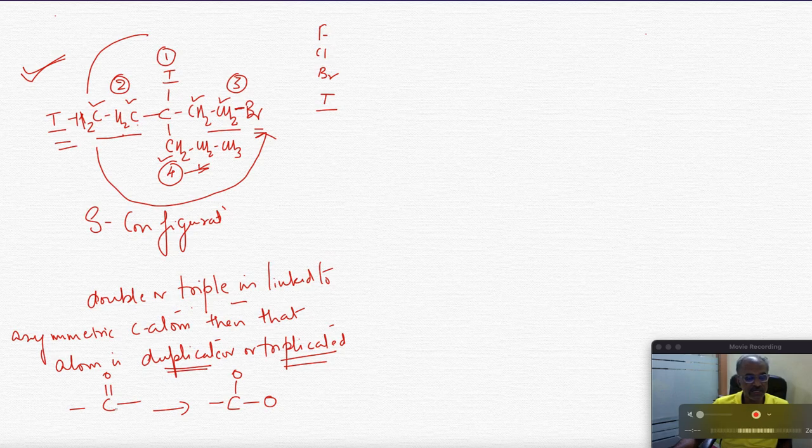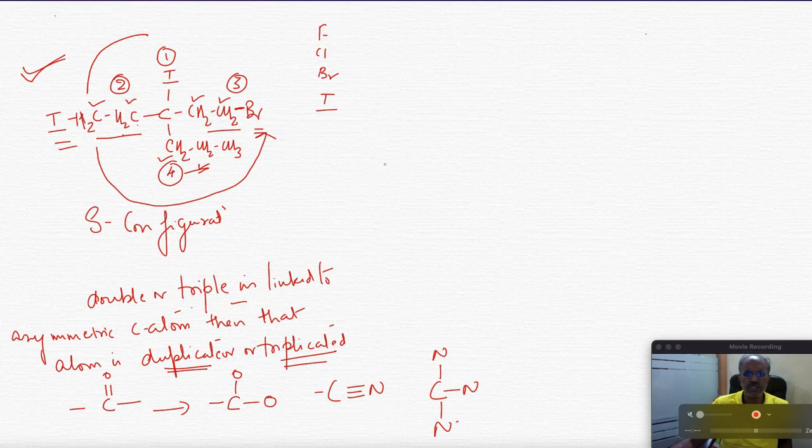Duplicated. Similarly, if C triple bond N is there, so this will be C bonded to 3 bonds. So indirectly for this carbon 3 N's are attached. 3 N are attached. So depending upon the number of double bonds and triple bonds, here double bond is there, so 2. Here triple bond is there, so 3, and all the 3 positions nitrogen.